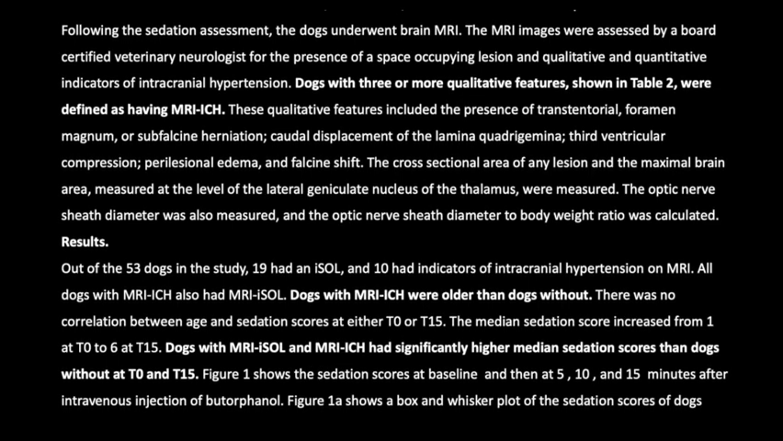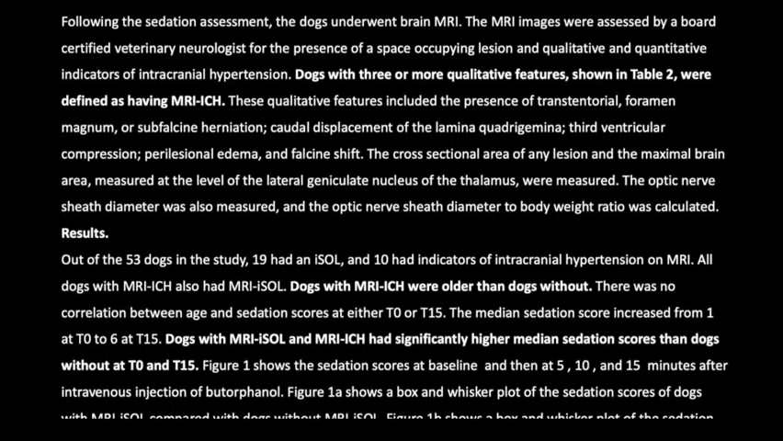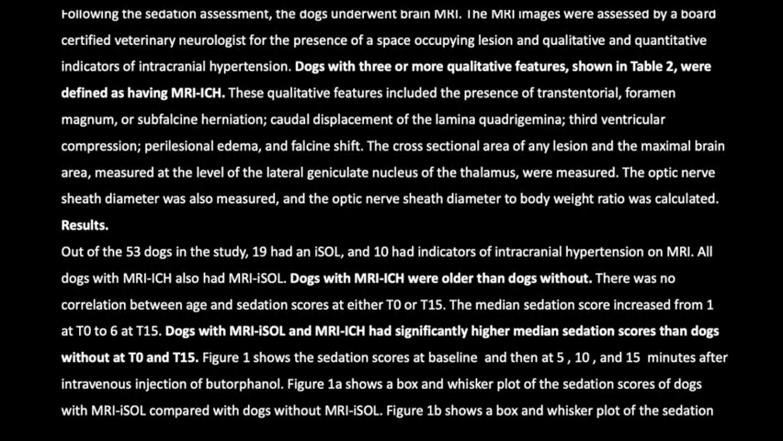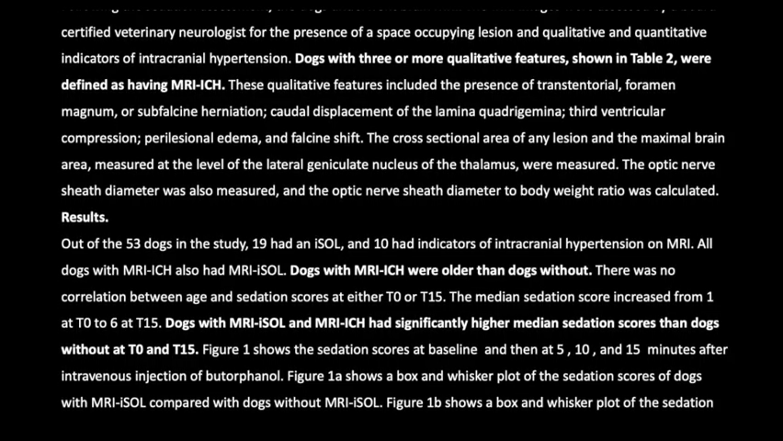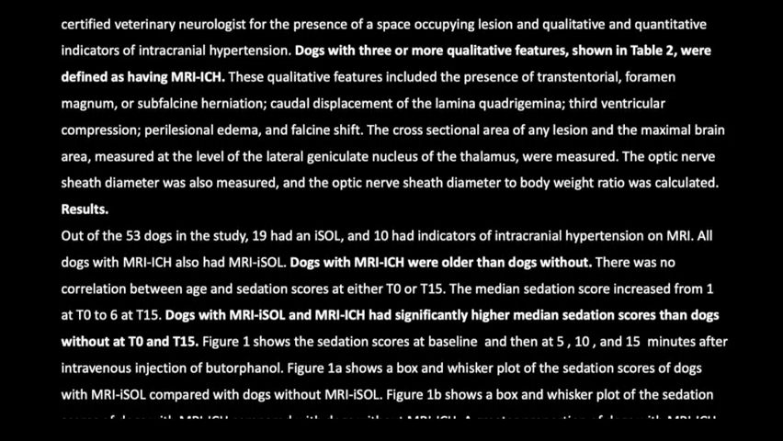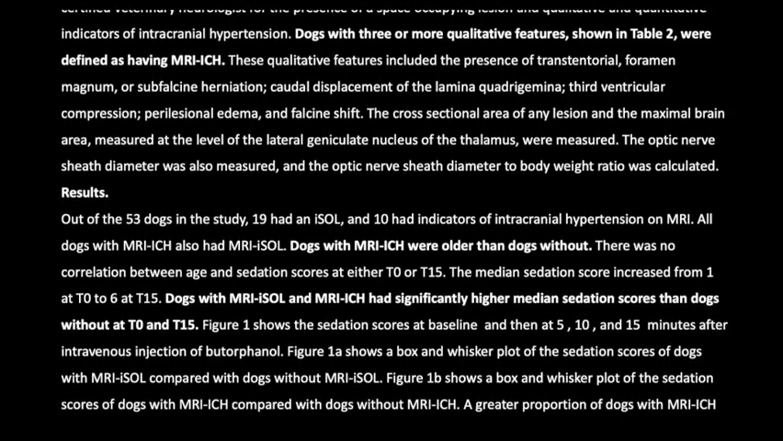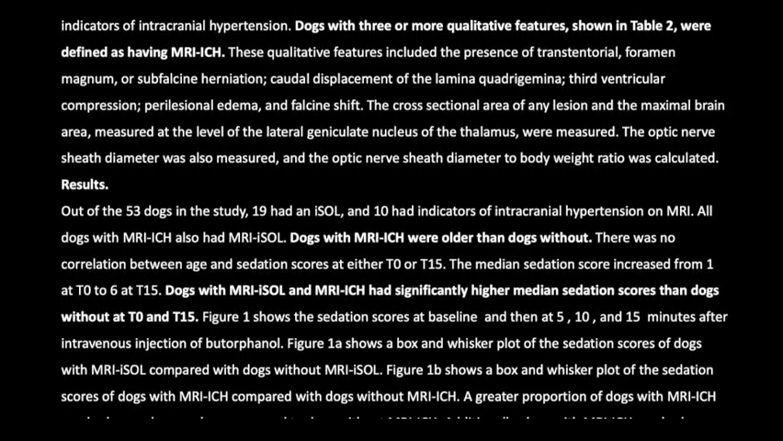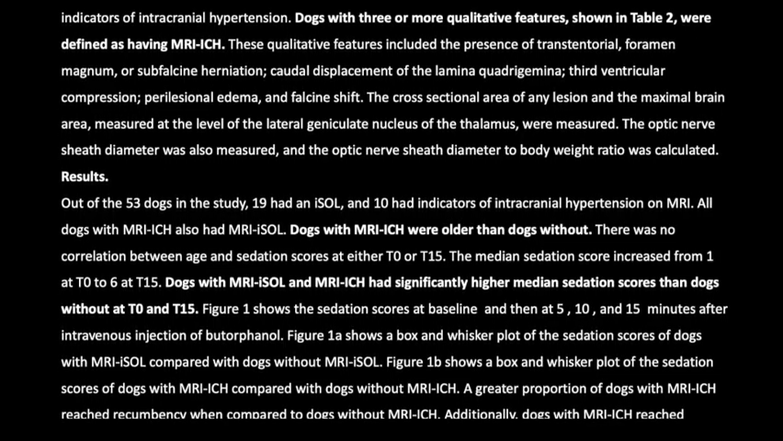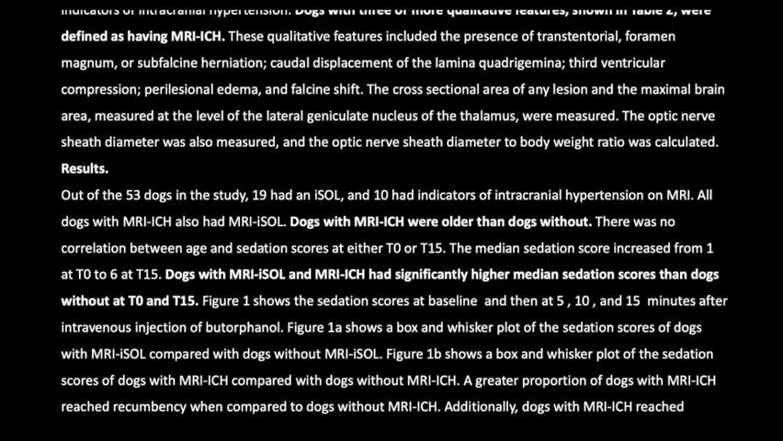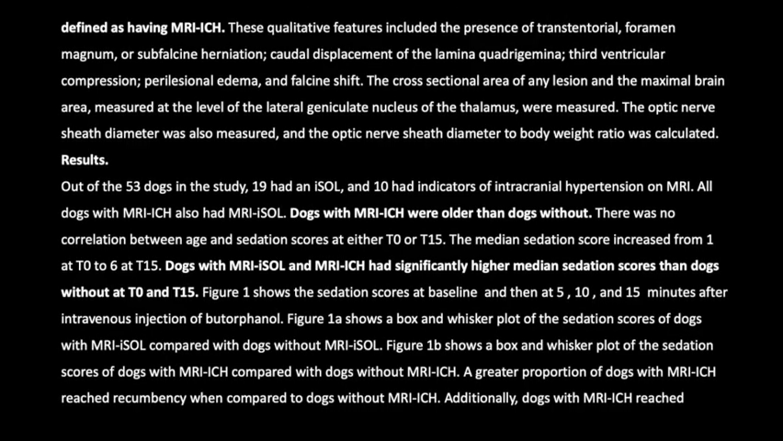Results: out of the 53 dogs in the study, 19 had an ISOL, and 10 had indicators of intracranial hypertension on MRI. All dogs with MRI-ICH also had MRI-ISOL. Dogs with MRI-ICH were older than dogs without. There was no correlation between age and sedation scores at either T0 or T15.